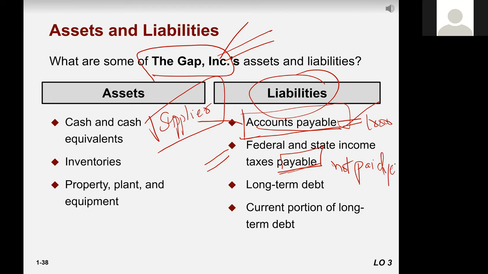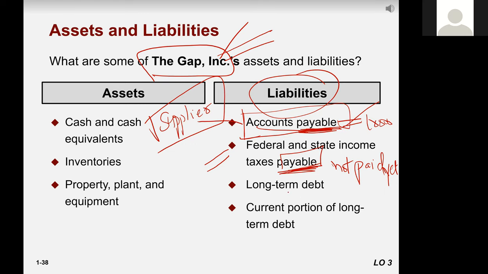Yet. So all those that we pay become our expense. That is not a part of liability because we already satisfy our obligation. So these are obligations that you need to pay. That's why we call this payable. Pay very close attention here, payable.